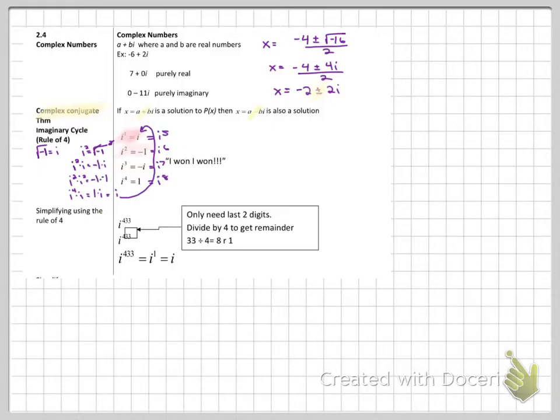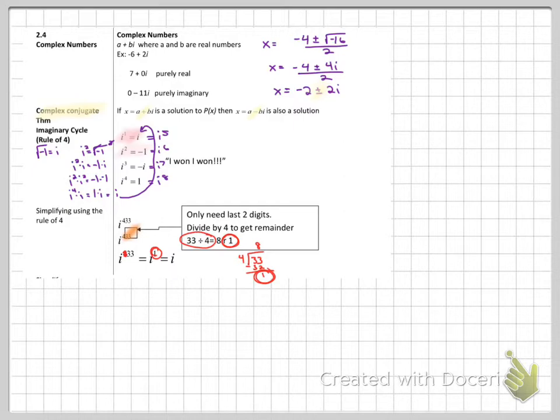So when you see i to the 433rd and we're asking you to simplify it, all you need is the last 2 digits. So this turns into i to the 33rd as a problem. Then what you do is you divide by 4, because it's the cycle of 4. So you do 33 divided by 4: 8, 20, 32, subtract. 1 is the remainder. So that's your new exponent. And then you look at your cycle, that just means it's i.